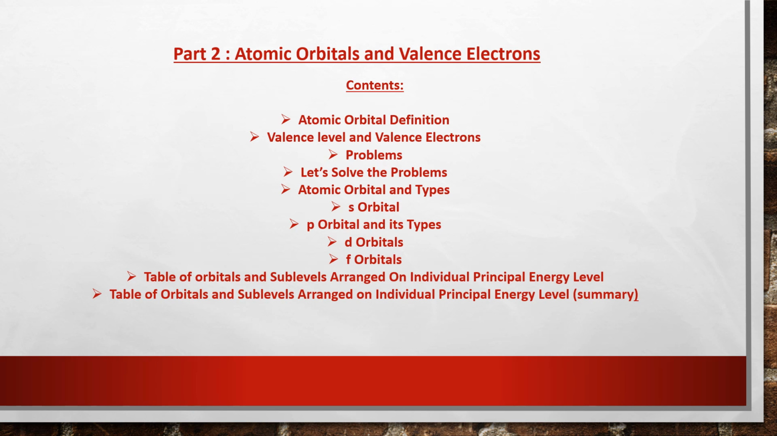Contents: Atomic Orbital Definition, Valence Level and Valence Electrons, Problems, Solutions, Atomic Orbitals and Types, s orbitals, p orbitals and its types, d orbitals, f orbitals. Table of orbitals and sublevels arranged on individual principal energy level. Summary.